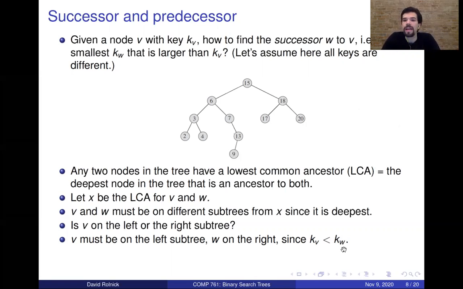We know that we're trying to find W, which is the successor. So the key has to be greater. And since everything on the left subtree is smaller than everything on the right subtree, we have to have V on the left subtree and W on the right subtree, because they're in different subtrees.